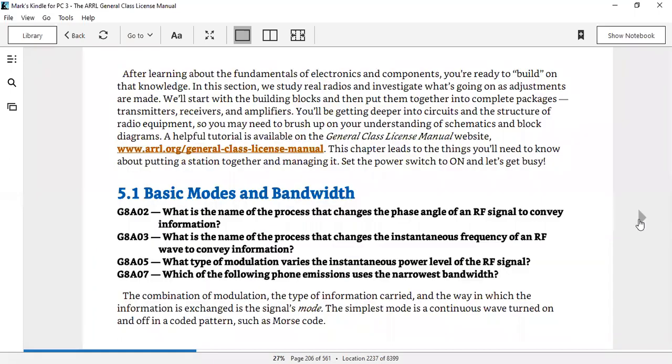What is a mode? Okay, let's go through everything so that we're comprehensive. The first question: what is the name of the process that changes the phase angle of an RF signal to convey information?